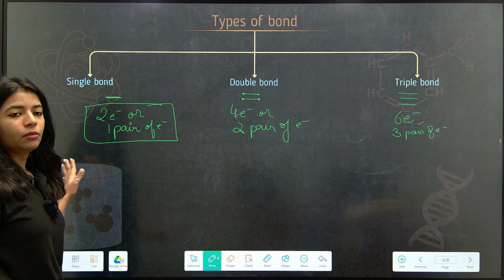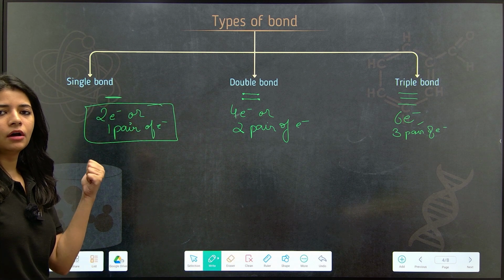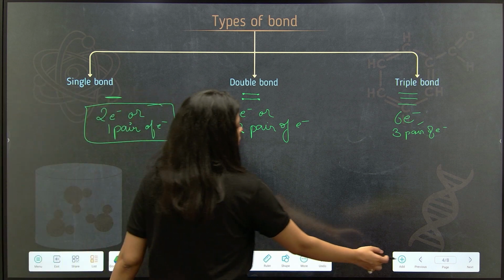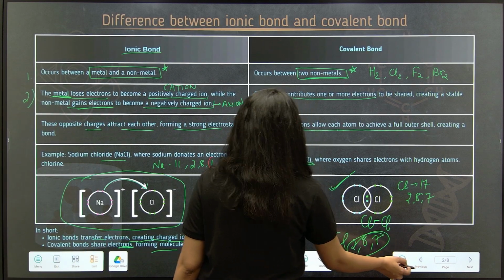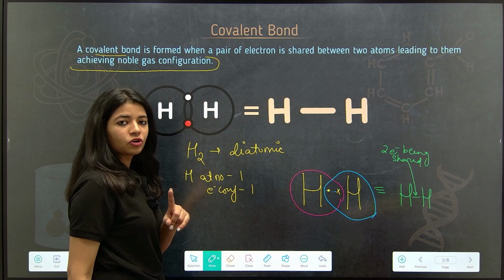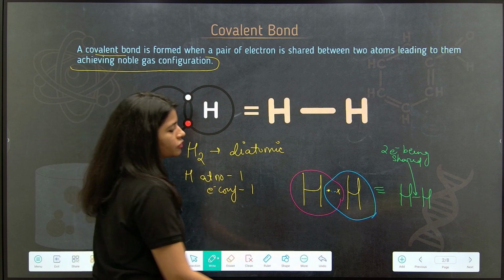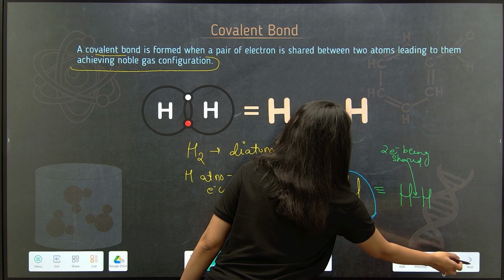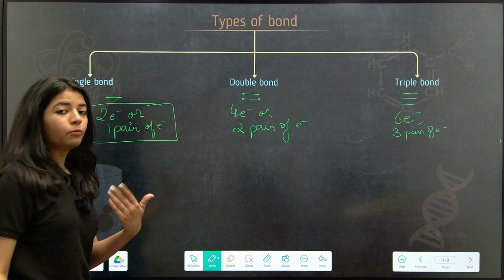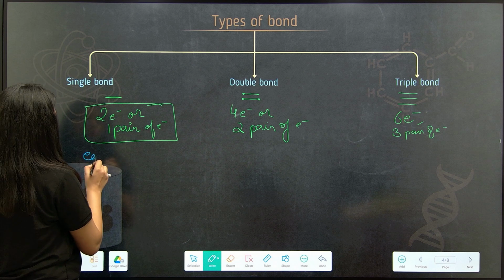In case of single bond, we have already discussed hydrogen-hydrogen bonding. In that, a single bond was formed here. Each hydrogen was contributing 1 electron, so there is a single bond formed between them, right? So you can understand by taking the hydrogen-hydrogen bond, or maybe we can also take another example.